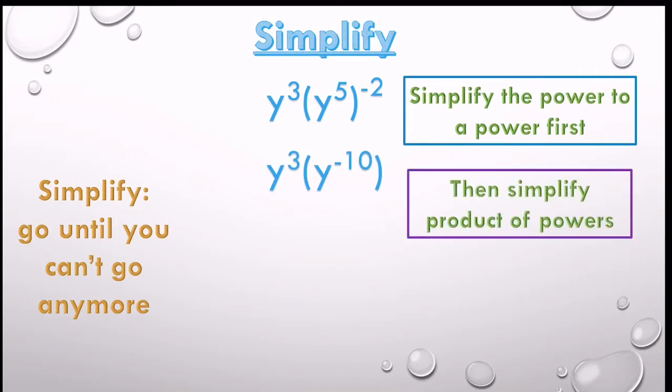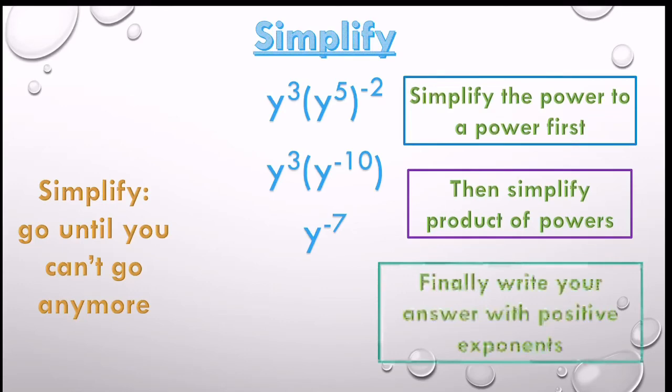Then I'm going to do product of powers. So I'm going to shift gears. Instead of multiplying them, I now have to add them. But my instructions said to simplify, meaning go until you can't go anymore. Meaning, is there anything else I can do? In this one, I can write with positive exponents. So I would write it as 1 over y to the 7th.